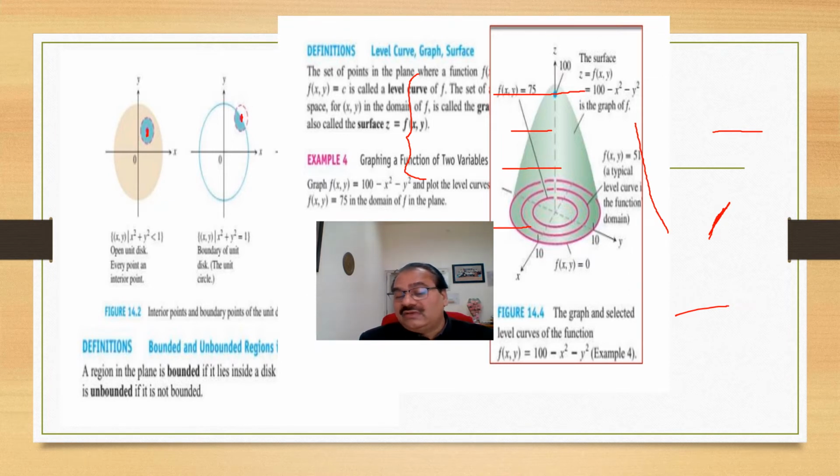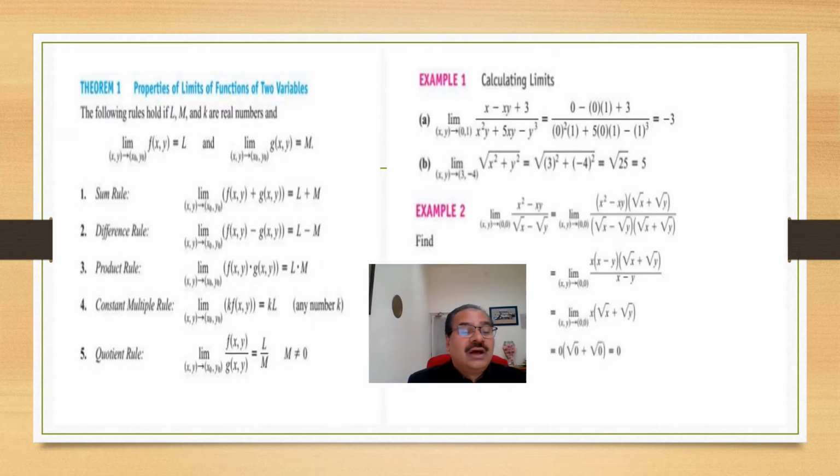Okay, so in this way you can plot the various curves, just to discuss the meaning of a level curve. Then for the limit, as you discussed and you know in the case of a single variable, again you practice the different rules of limit, which are very parallel to the single variable case. The following rules hold: if L, M, and K are real numbers, then limit as x, y tends to x naught, y naught of f of x, y is equal to L, and limit as x, y tends to x naught, y naught of g of x, y is equal to M.